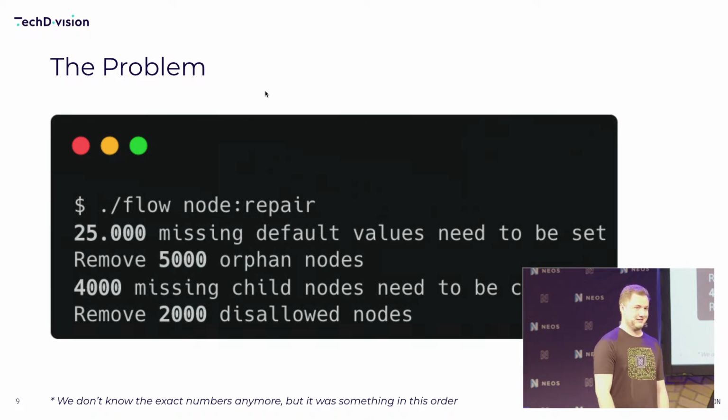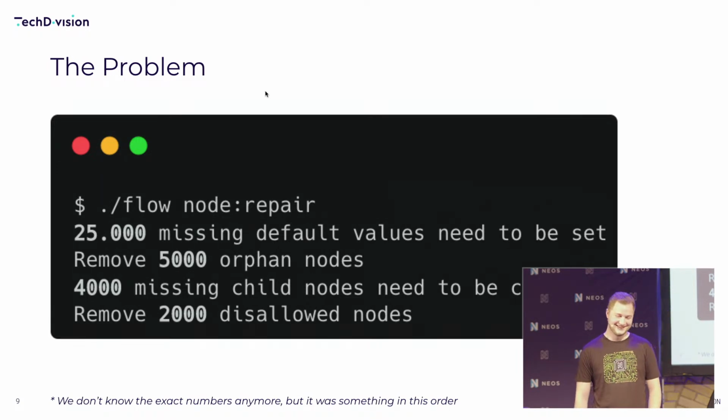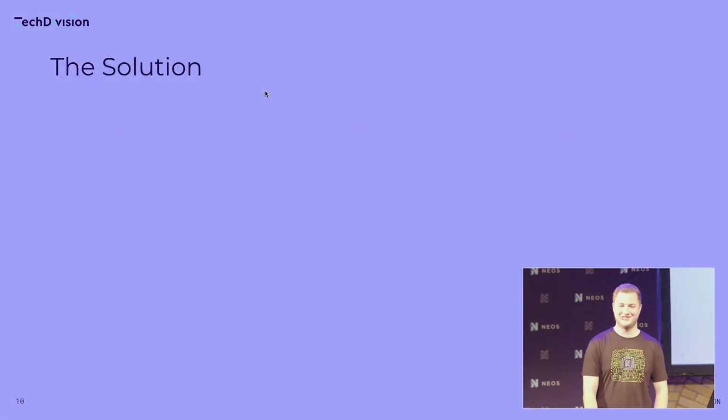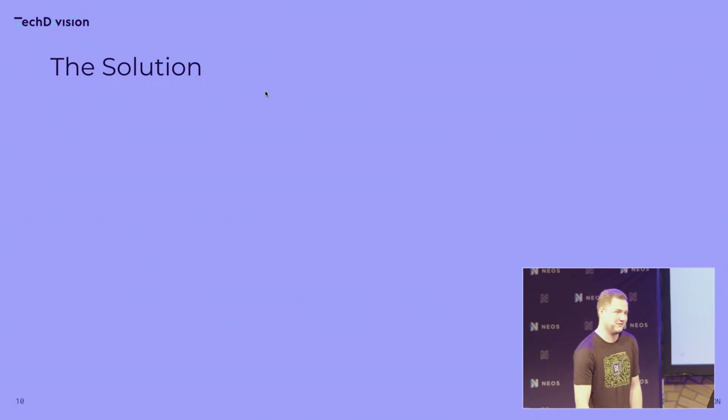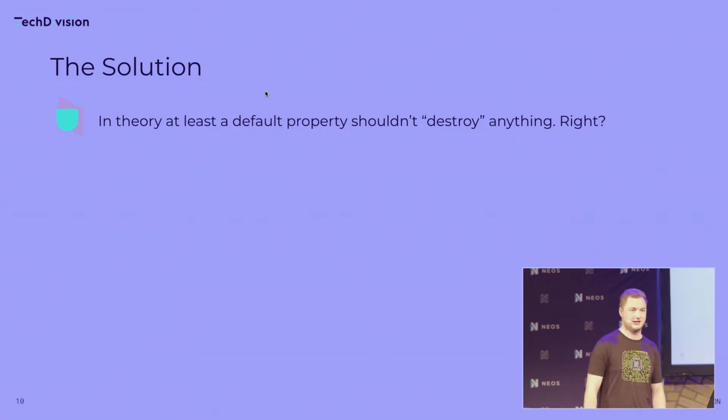So, yeah, well, it was not so great a day. So, how can we solve this problem, or how did we solve this problem? For the first part, adding default properties shouldn't destroy anything. Overall, it's a default property, so you can just add it, right?